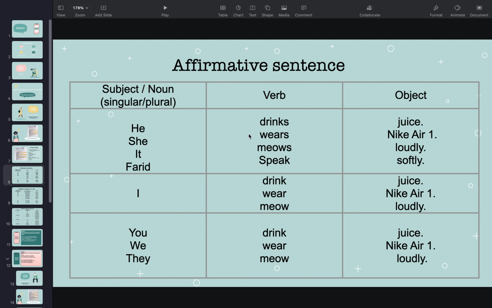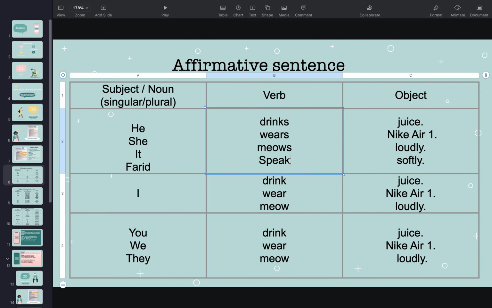Okay, for example, he drinks juice. She wears Nike Air 1. It meows loudly. Farid speaks softly. I'm sorry, there's an error here. Farid speaks softly. Okay, so bila singular noun, bila orang itu satu atau benda itu satu, verb dia mesti ada S. Okay, ini untuk present simple.